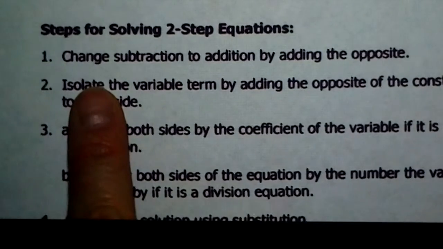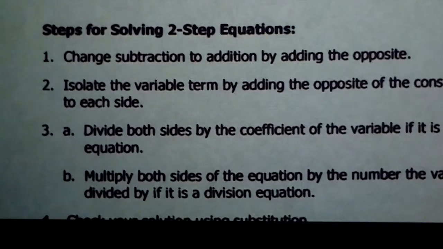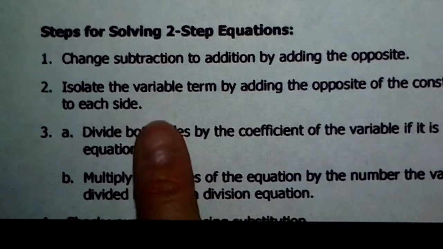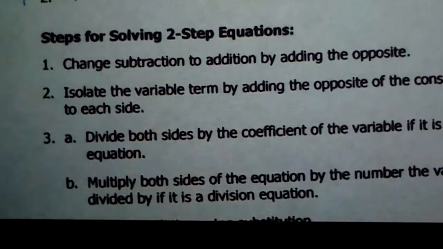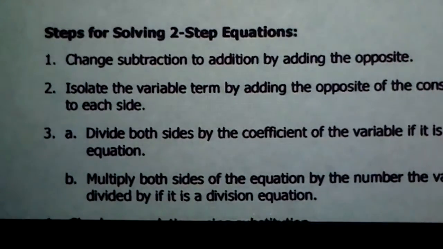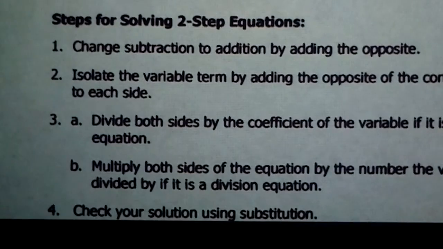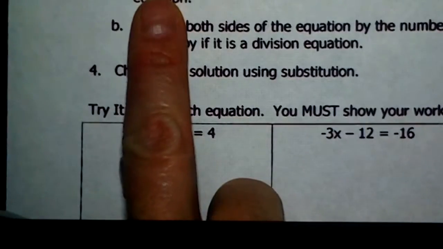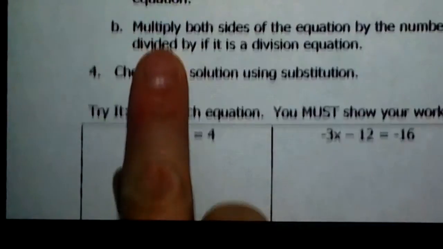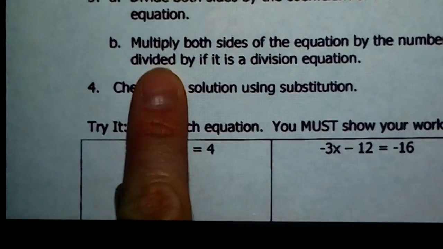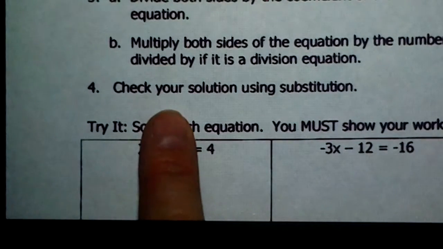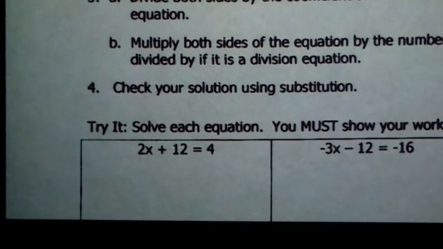Number 1, yes, you will keep change by adding the opposite. And basically what you're doing first is you're isolating the variable term. So variable terms are separated by addition and subtraction signs, right? So your first step is to get the term with the variable by itself, by adding the opposite of whatever's being added to it. Then you're either going to be left with a multiplication equation, which you'll have to divide to solve it, or you'll be left with a division equation, which you have to multiply to solve it. Finally, check your answer using substitution.